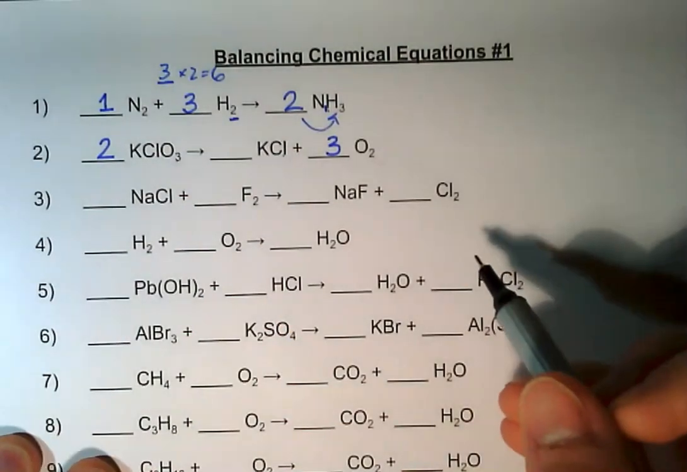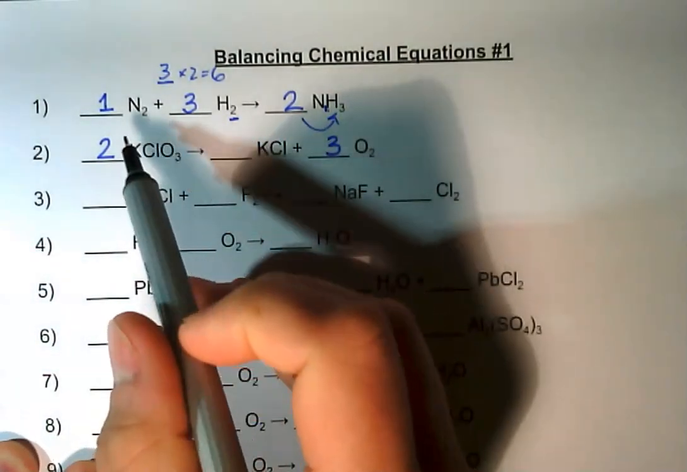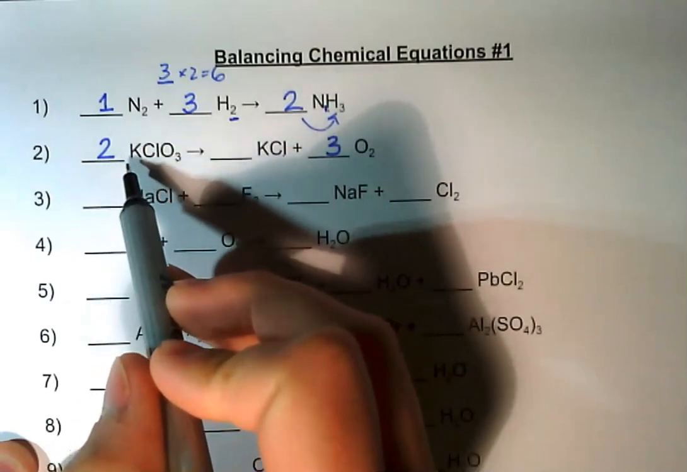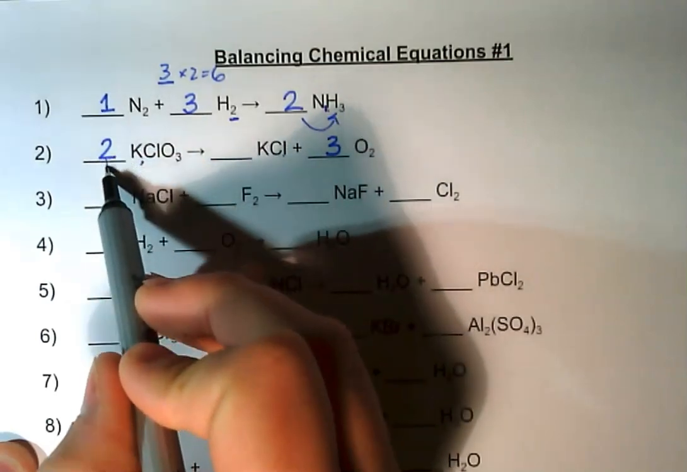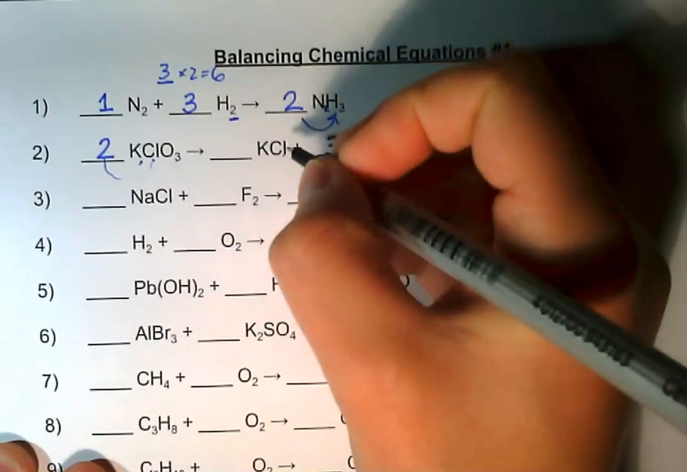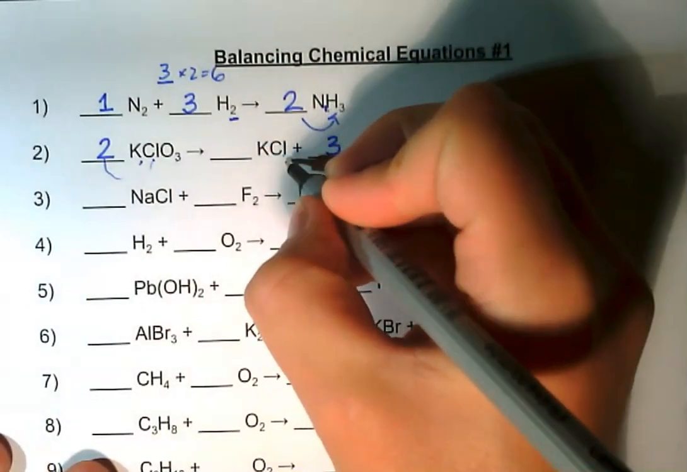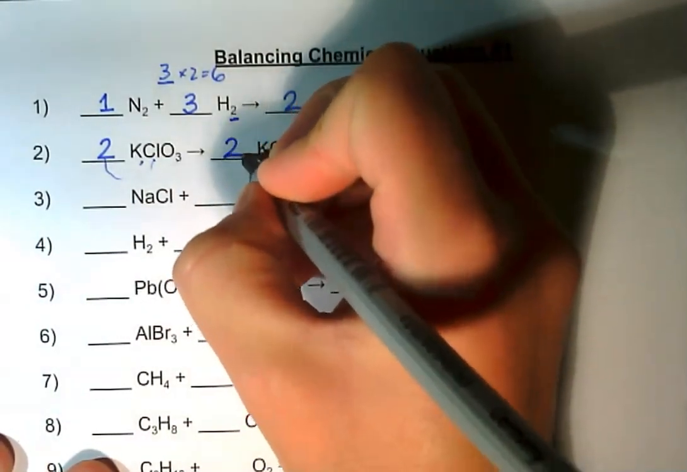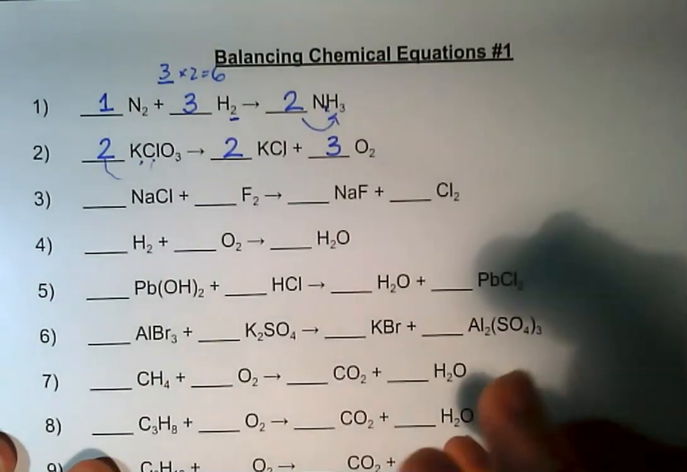Now I need to go back and look at potassium and chlorine. So now that I put this 2 here, I have 2 potassiums and 2 chlorines. So on the product side, I also need to have 2 potassiums and 2 chlorines, so I'm going to put a 2 there as well.